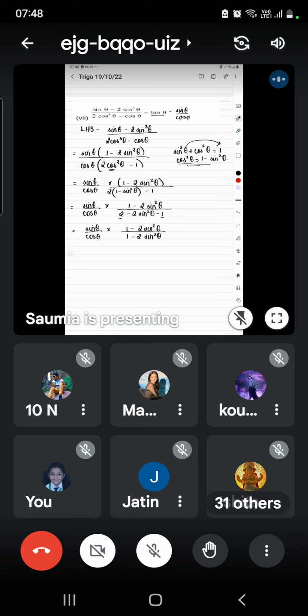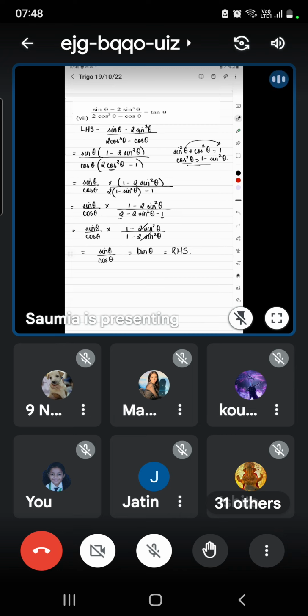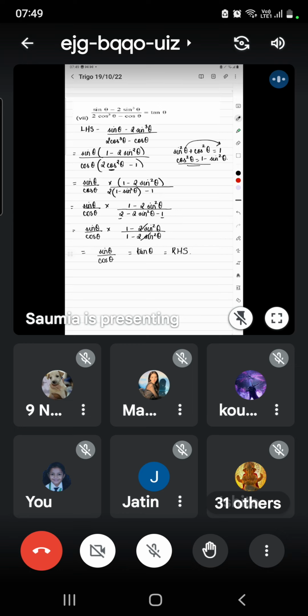Now what happened to this numerator and the denominator? Aren't they the same? So we can cancel them off and we will be left only with sine theta upon cos theta, which is nothing but tan theta. And that's what our RHS is. Is that clear? Yes. Write down. Don't copy as it is. Try to put down what comes to your mind and just have a look once in a while on the screen.